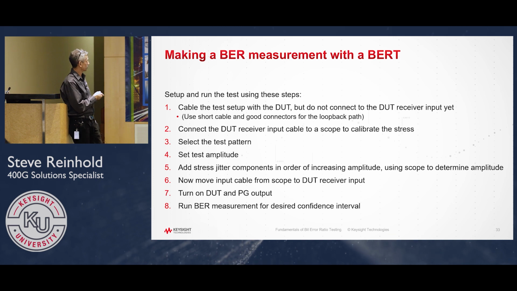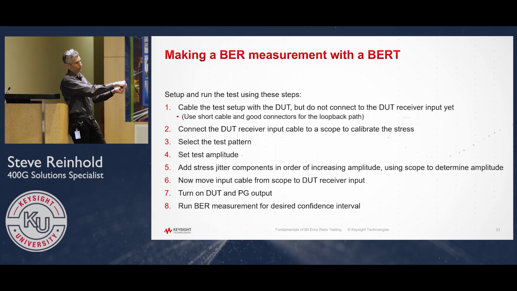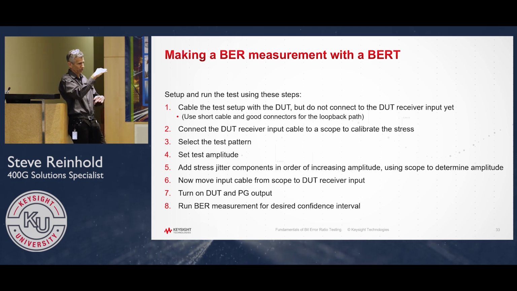Then you'll select the test pattern, select the amplitude, add the jitter components, using scope to determine amplitude. This is the calibration step. While you're still plugged into the scope, you measure all of your stresses, your jitters, your amplitude impairments, your ISI.